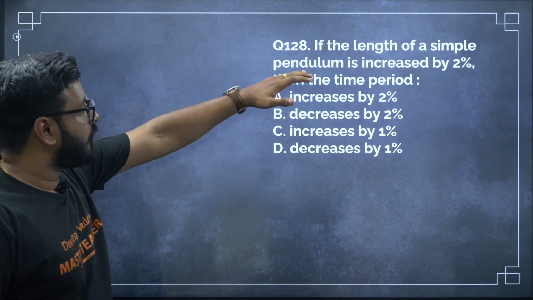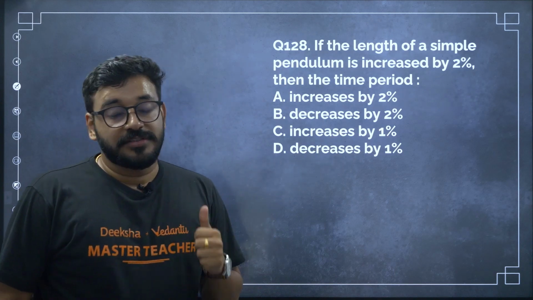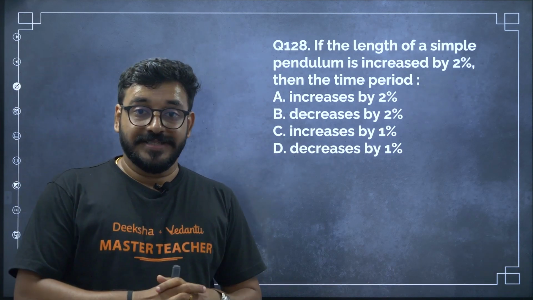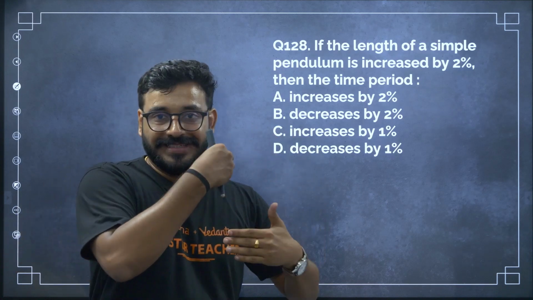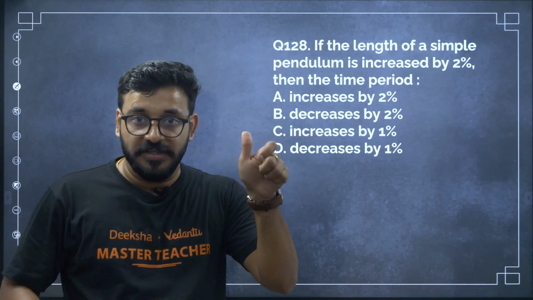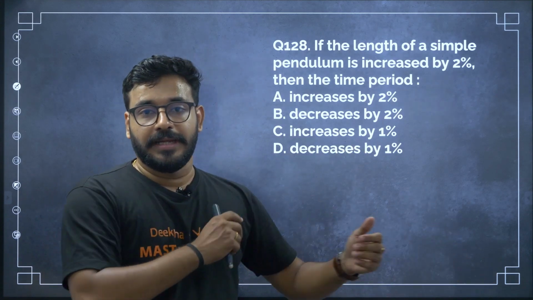If the length of a simple pendulum is increased by 2%, then the time period... Now this is a very important question. There is a good chance of a similar type of question, where one quantity is changing by a rate of change in percentage, and how is that affecting another quantity's rate of change.